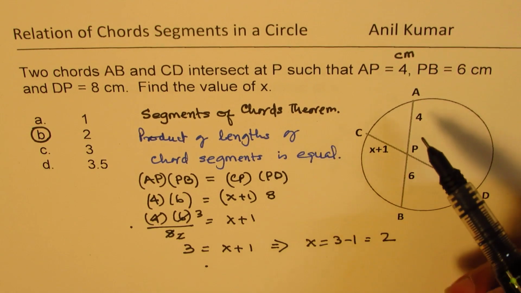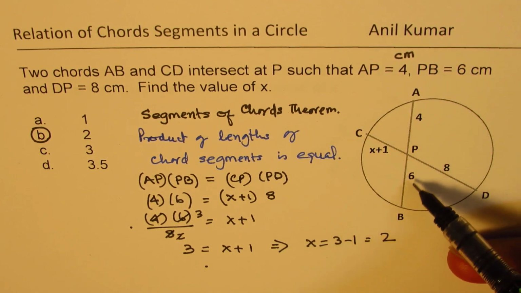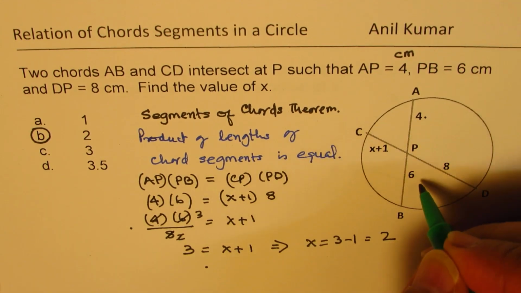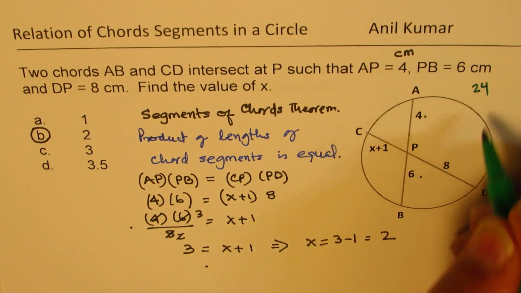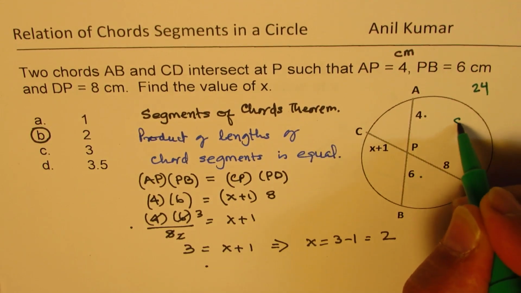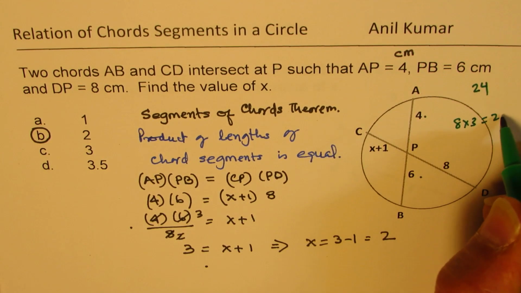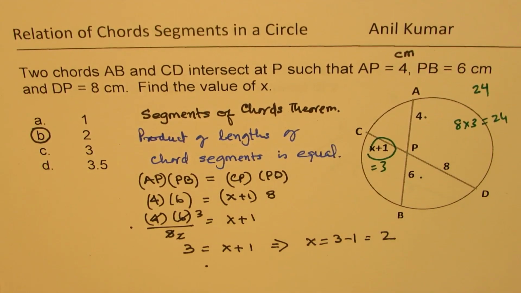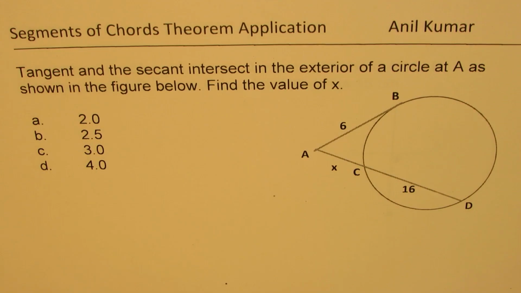Correct? So it can easily be done. 6 times 4 is 24. So we are actually looking for a product of 24, right? So 6 times 4 is 24. 8 times 3 is 24, correct? So X plus 1 should be equal to 3. X is equal to 2. So that fast we can do it, right? It's an easy question. Here is the next question.